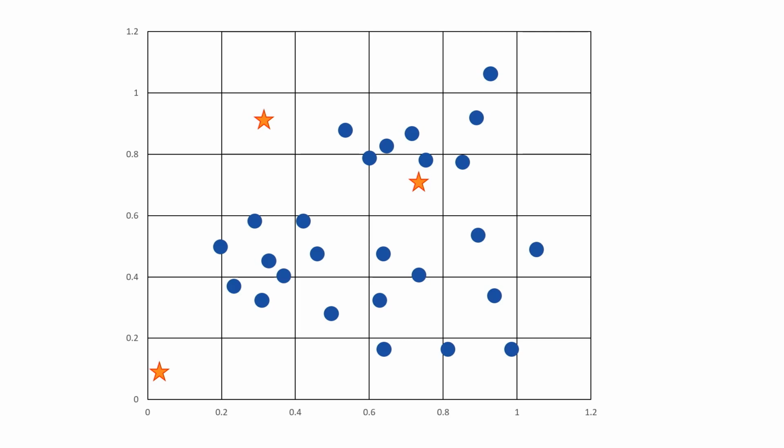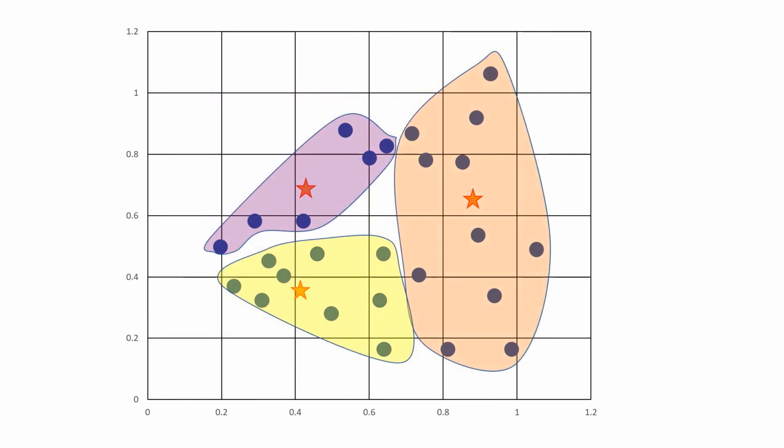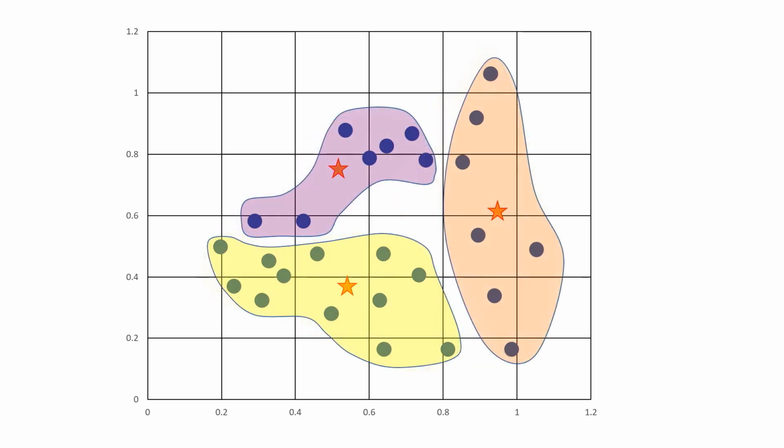Next, we identify which of the 3 centroids each point is closest to, and assign the points to clusters accordingly. Then we move each centroid to the true center of the points in its cluster, and reallocate the points to the clusters based on their nearest centroid. And we just repeat that process until we have nicely separated clusters.